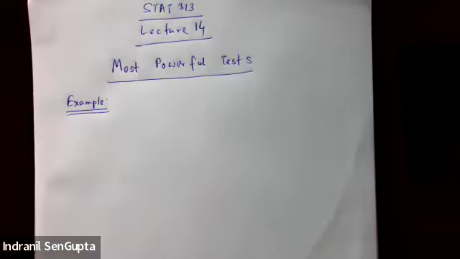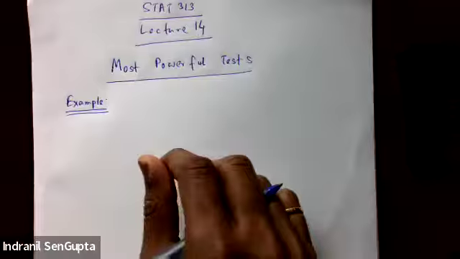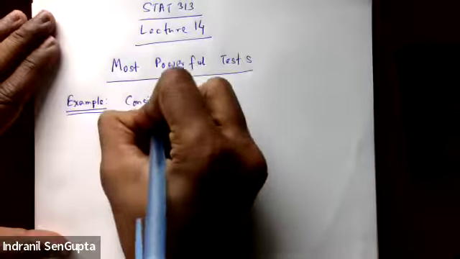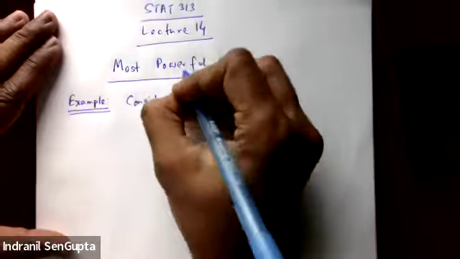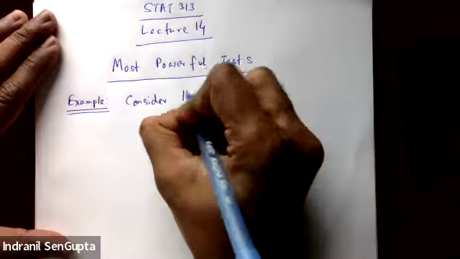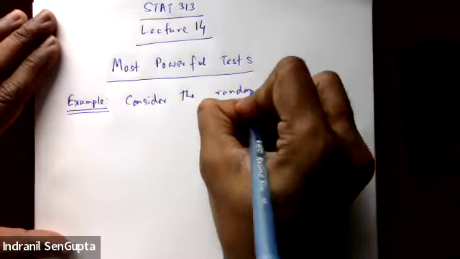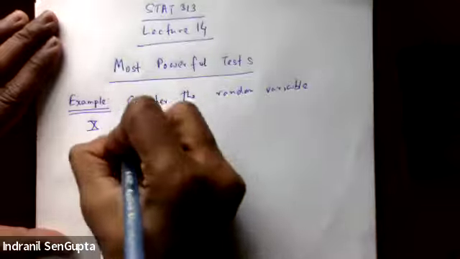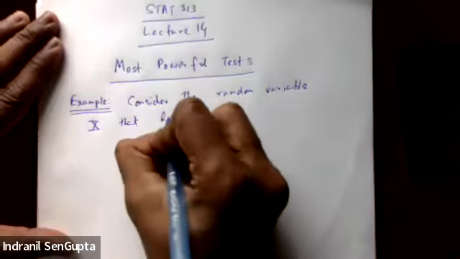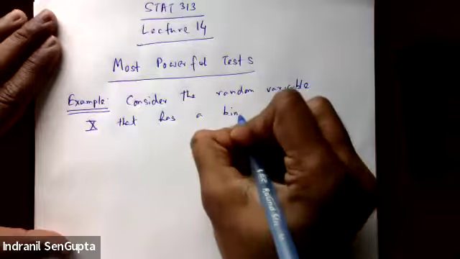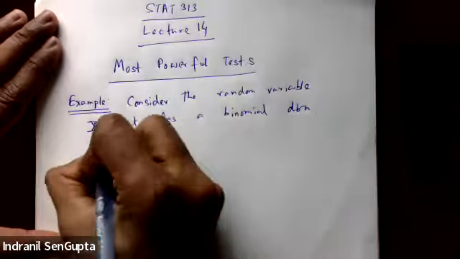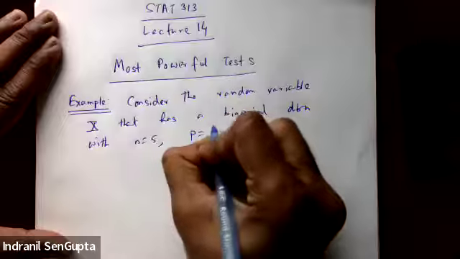This example will clarify what we are going to do next. It goes like this: consider a random experiment, or consider the random variable X that has a binomial distribution with parameters n equals 5 and p equals theta.